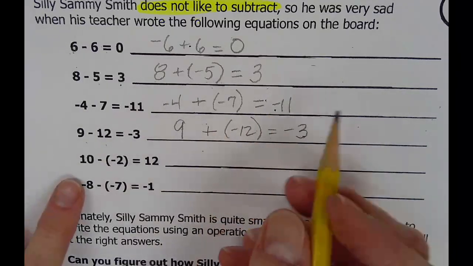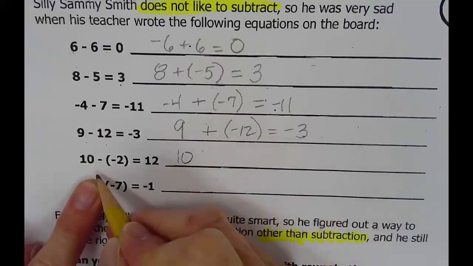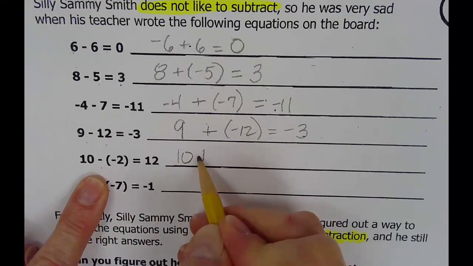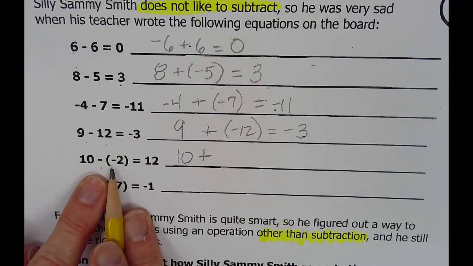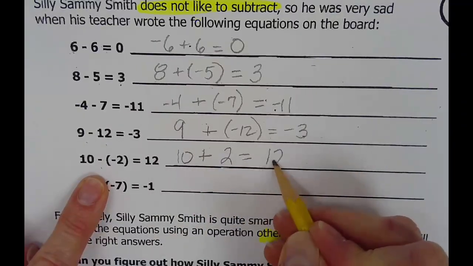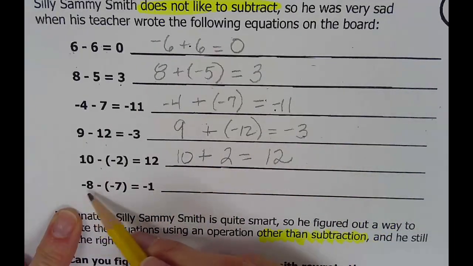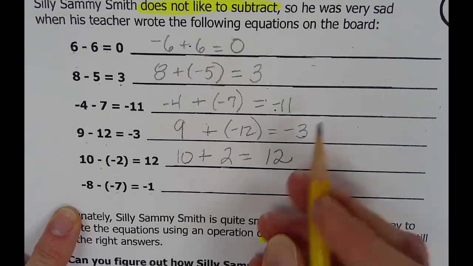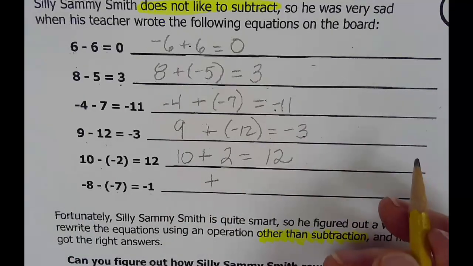Okay, so let's keep this the same. Subtraction we would change to addition. And then what would a negative 2 change to? Positive 2. What is 10 plus 2? 12. That seems to work. Finally, if I have negative 8 minus negative 7 is negative 1, what do you think that's going to change to with addition?